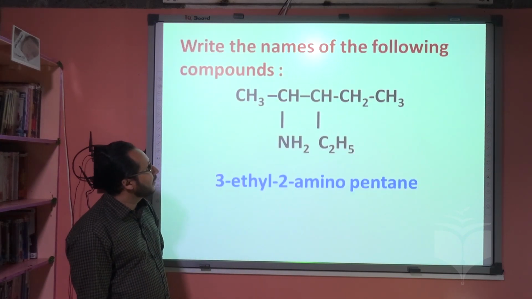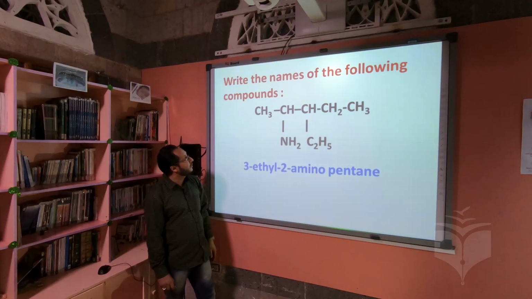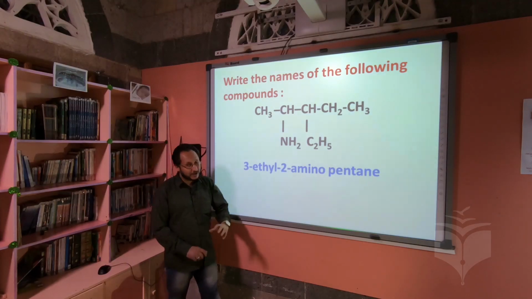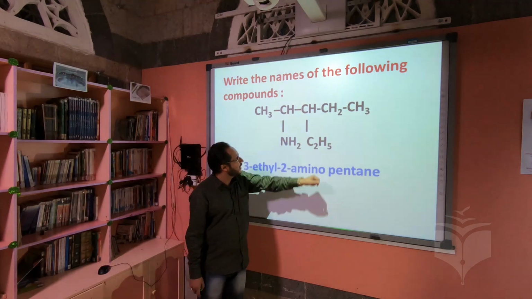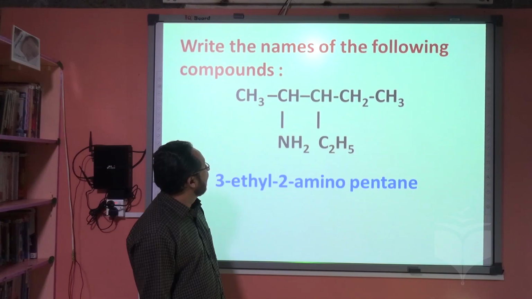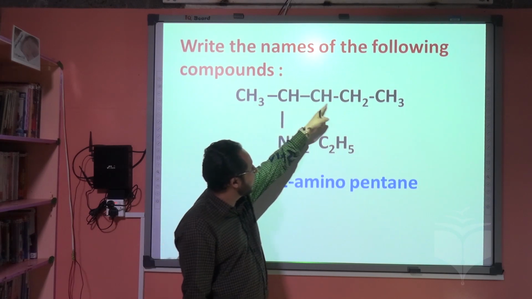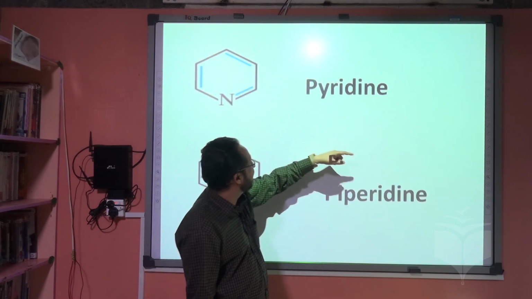Now it is your turn for this one. Okay, how can you name this compound? Yes, this is in general for the lesson, for the naming. Now, can you name this one? Yes, how can you name it? Look, CH3, CH, CH2, CH3, how can you name this one?